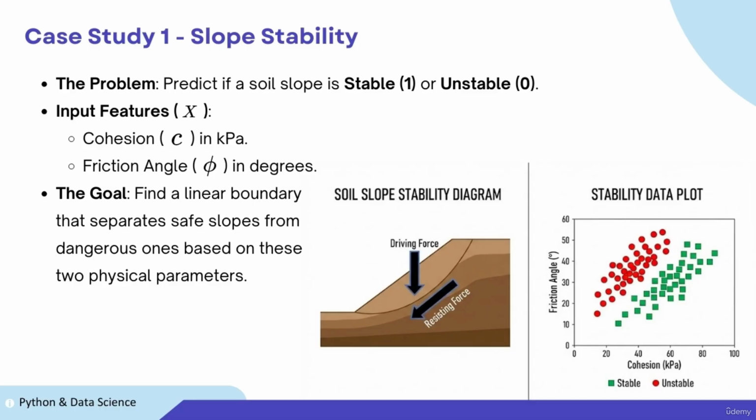Our input features are cohesion, measured in kilopascals, and friction angle, measured in degrees. The goal is to find a linear boundary that separates safe slopes from dangerous ones based on these two physical parameters.